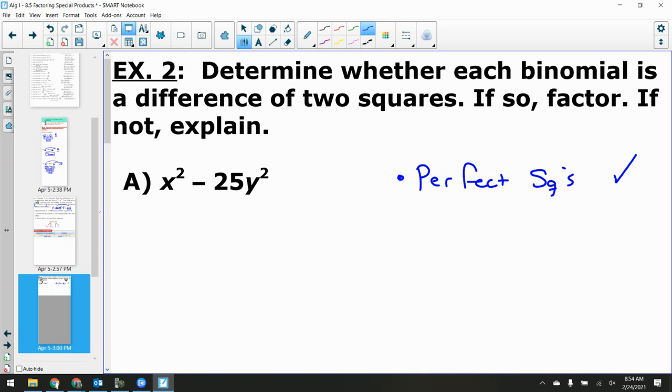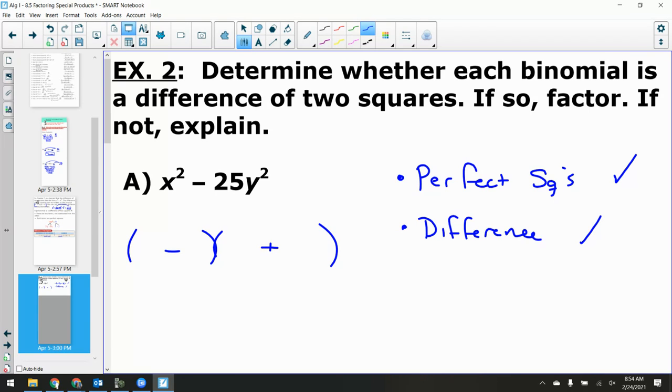Yes, it meets all of those criteria of being all perfect squares. The second criteria: is it a difference? Is it a subtraction? Yes. So it meets both of the criteria of being a difference of squares. When it meets both of those criteria, you create your 2 parentheses. You write one with a minus and one with a plus.